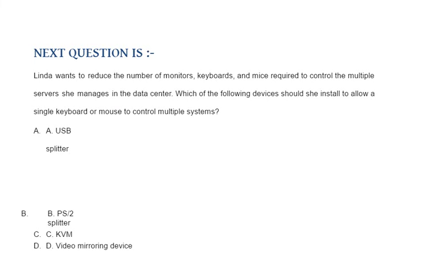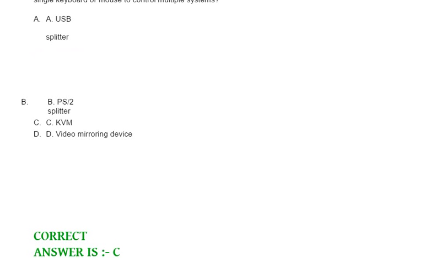Question is, Linda wants to reduce the number of monitors, keyboards and mice required to control the multiple servers she manages in the data center. Which of the following devices should she install to allow a single keyboard or mouse to control multiple systems? Option A, USB splitter. Option B, PS2 splitter. Option C, KVM. Option D, video mirroring device. Correct answer is option C.